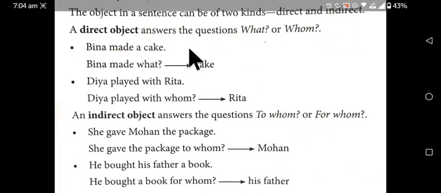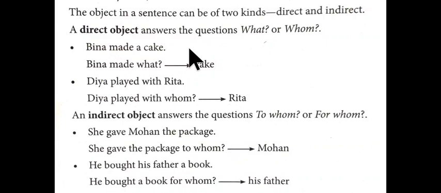Now let's study the next point, students: what do you mean by direct object and what do you mean by indirect object. Basically there can be two kinds of objects, direct object and indirect object. How many types of objects can there be? Two, direct and indirect. So let's study what is direct object. A direct object answers the question what or whom. A direct object will always give the answer to the question what or whom.